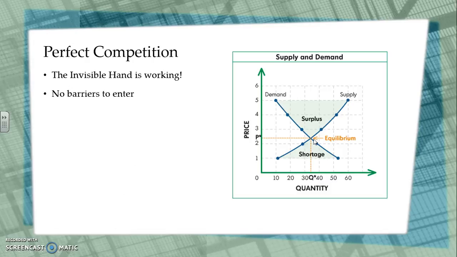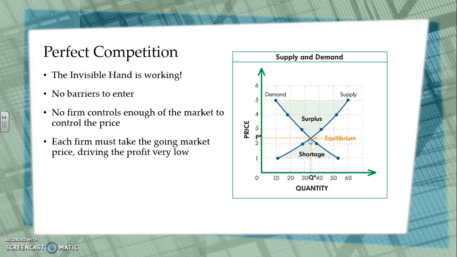So in perfectly competitive industries, remember there's no or very few barriers to enter, which means that the competition is constantly fluctuating. No firm controls enough of the market to control the price. Therefore, whatever the price is, the perfectly competitive sellers will have to be takers. Each firm must take the going market price, driving the profit very, very low.